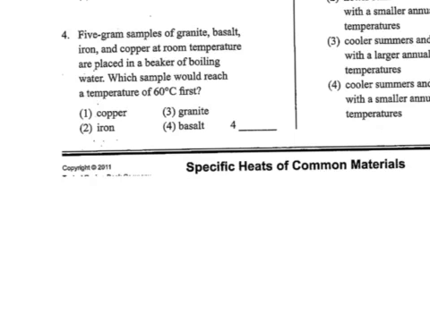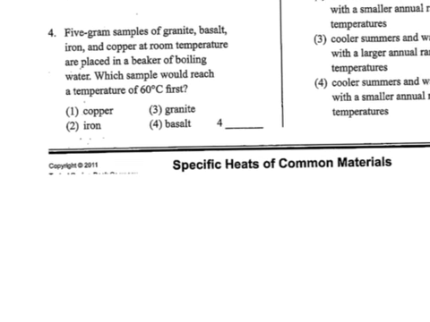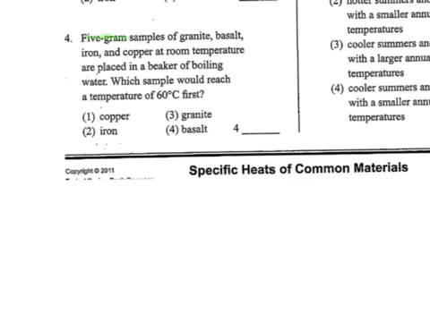Question number 4. 5-gram samples of granite, basalt, iron, and copper at room temperature are placed in a beaker of boiling water. Which sample would reach a temperature of 60 degrees first? So important stuff here. We have the same mass for each one of these samples, same mass for granite, basalt, iron, and copper. They're starting off at the same temperature. They're starting off at room temperature, and they're placed in a beaker of boiling water.